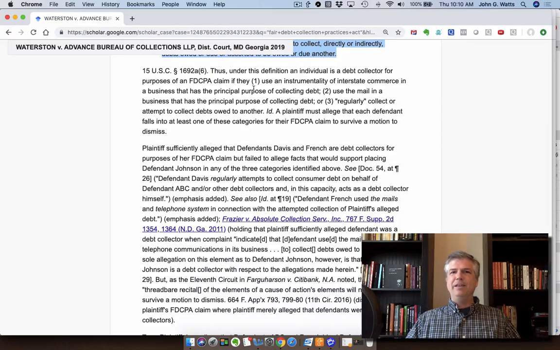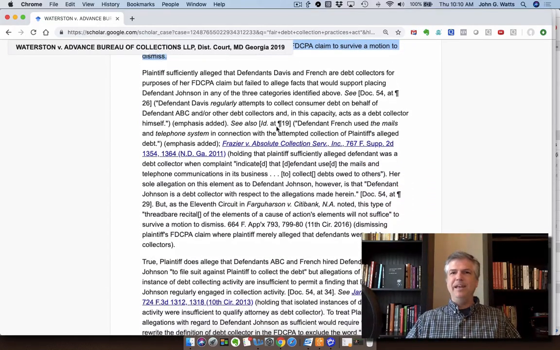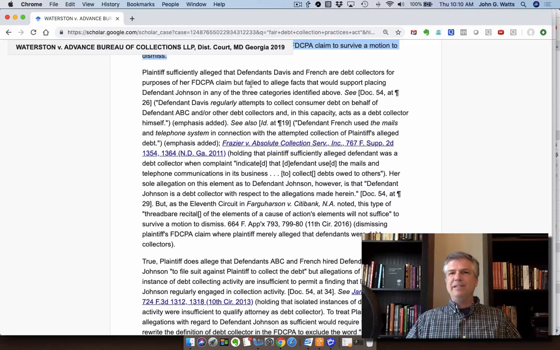Okay, and so then the court breaks it down and says, here are 3 ways to look at it. So we've got number 1 here, use interstate commerce for business principal purpose, collect the debt. Number 2, use the mail. Or 3, you regularly collect or attempt to collect debts owed to another. And so the court says, look, if you're bringing a lawsuit, you've got to allege each of the defendants falls into at least one of these categories in order to be a debt collector and survive this motion to dismiss. And the court says that the plaintiff failed to allege the facts for this defendant Johnson.